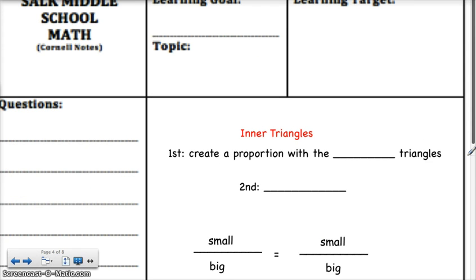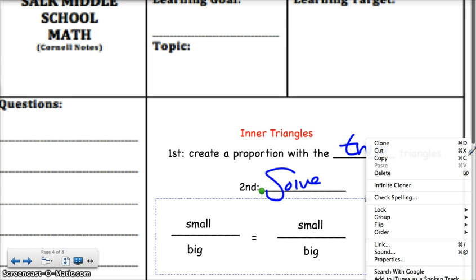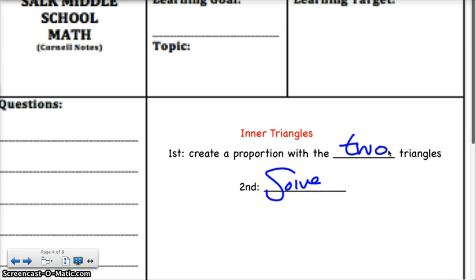All right, inner triangles. And you can solve those proportions yourself. I think that you got enough practice solving. You're going to create a proportion with the two triangles and then solve. I'm actually going to get rid of this. Okay.